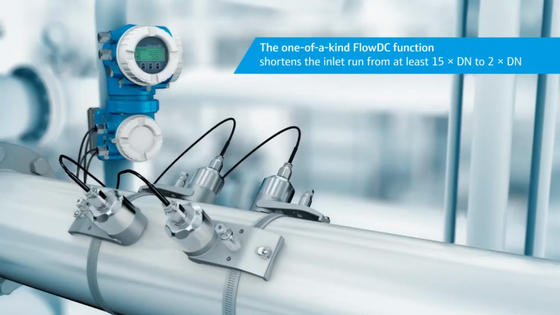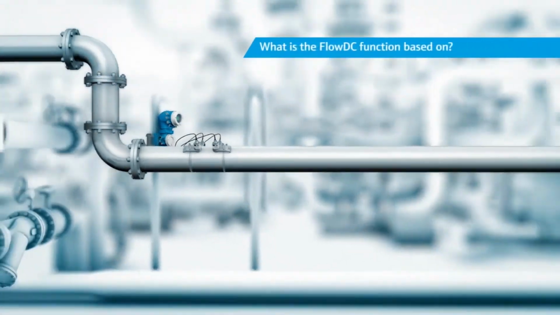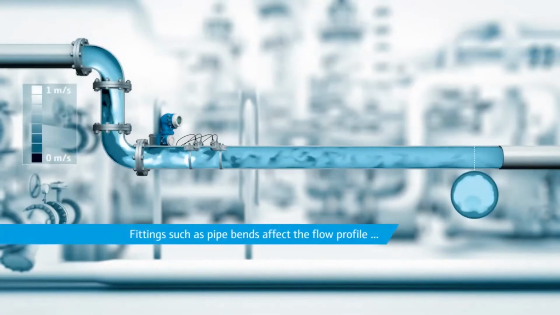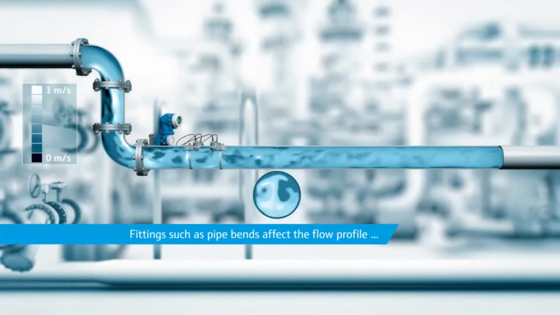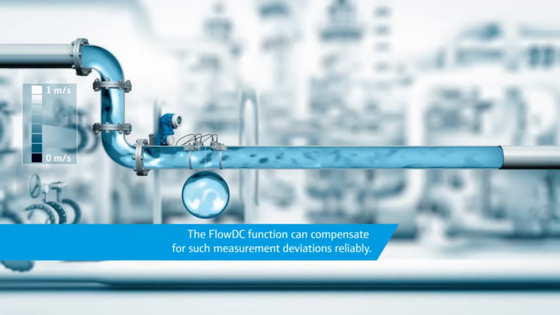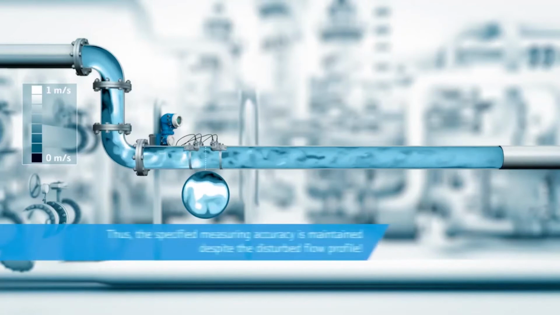Okay, so the FlowDC function is really one of a kind, and it reduces the inlet run length to 2 DNs. And fittings such as bends in the pipe will affect the profile. And that's why you couldn't traditionally measure with significant accuracy unless you had a long straight line run length.